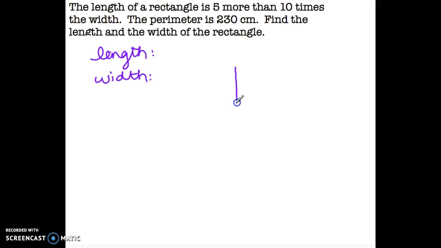So first of all, I'm going to draw a picture. So I've got my rectangle here, and I know that the length is 5 more than 10 times the width. Since the length is being compared to the width, it's smart to call width x, or just your regular variable. If you're going to make an expression that says 5 more than 10 times the width, in algebra we'd call that 10x plus 5. Okay, so length, I'm going to call that 10x plus 5.